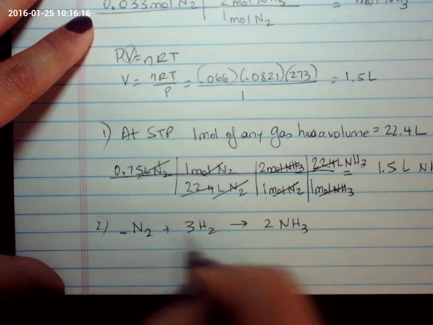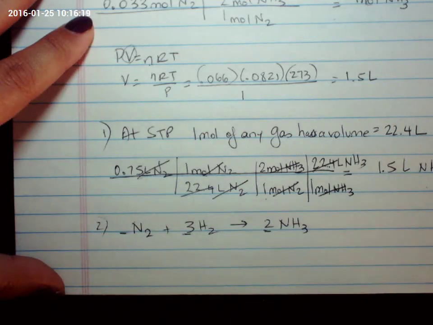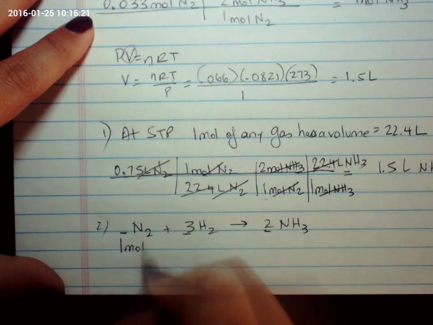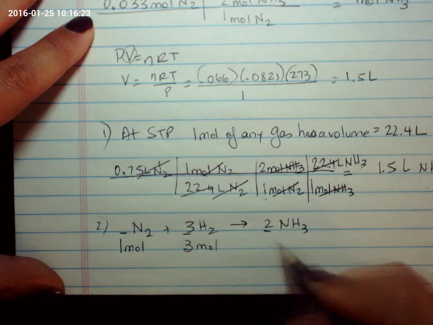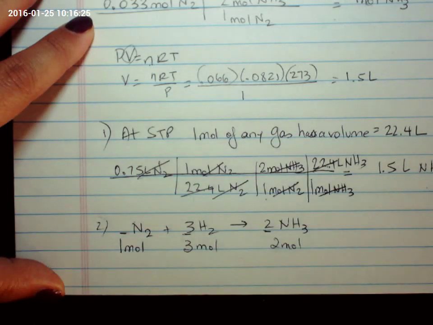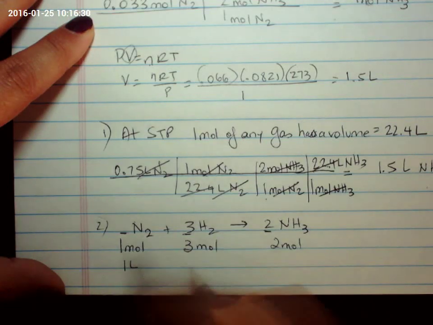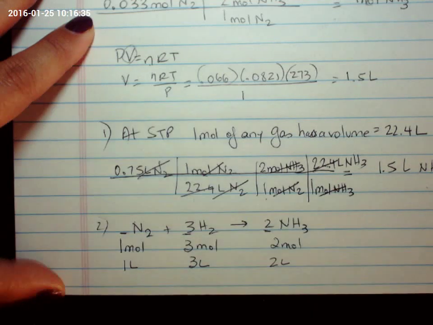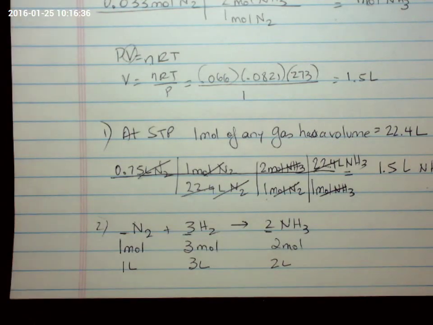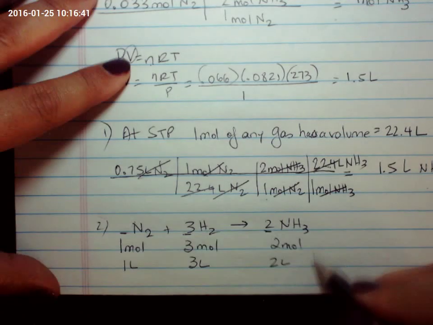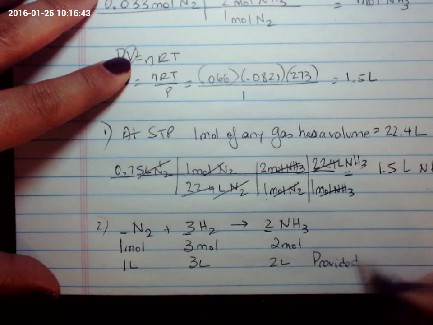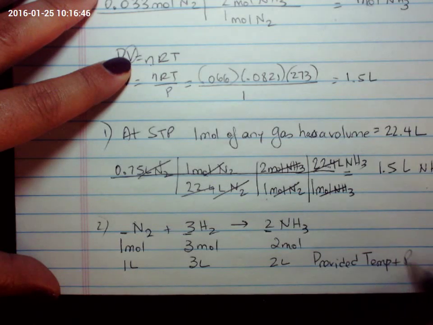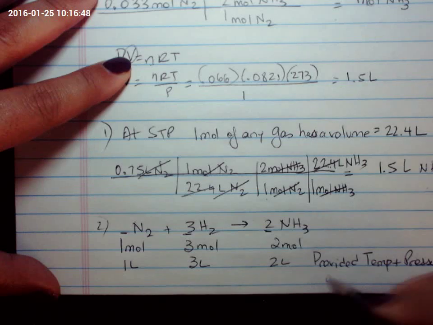If you look at the equation, what did these coefficients mean way back when we first learned about them? Moles. So 1 mole of nitrogen plus 3 moles of hydrogen makes 2 moles of ammonia. But when it comes to gases, they also mean volumes. 1 liter of nitrogen with 3 liters of hydrogen makes 2 liters of ammonia. And it's true, provided the conditions don't change during the course of an experiment. So this is provided temp and pressure are constant.